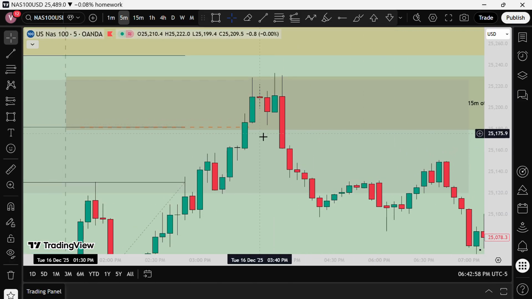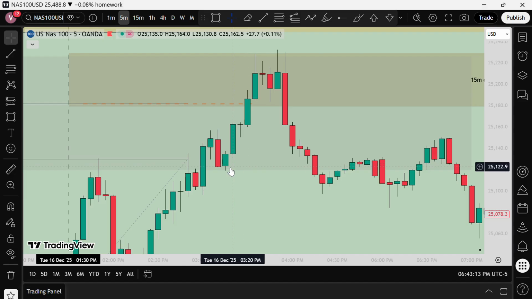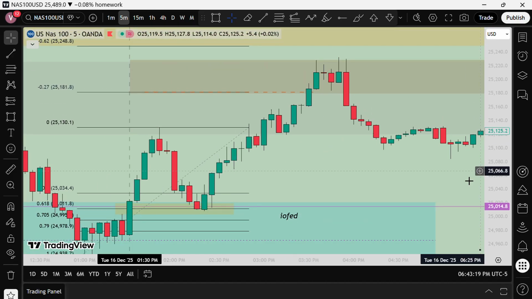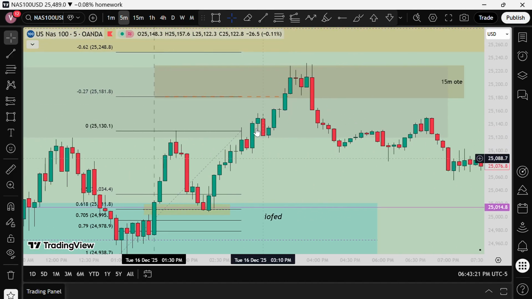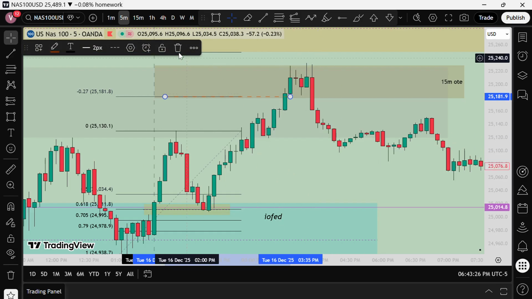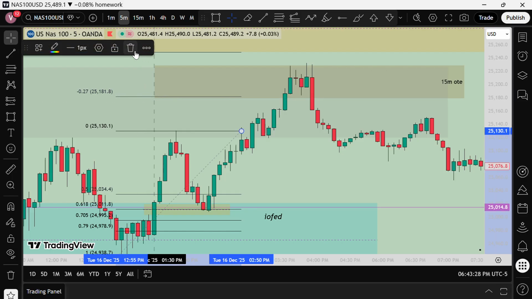Imagine if you have moved your SL to, let's say, where would you move it? To this candle, or to this candle, or to this swing low. Then you would have gotten knocked out for the later half of the trade. So that's how you would have navigated the next day.